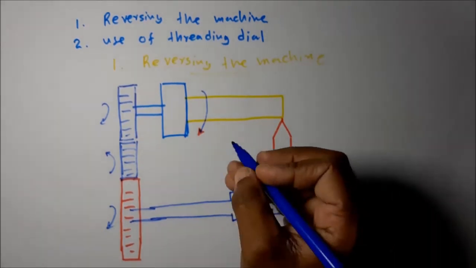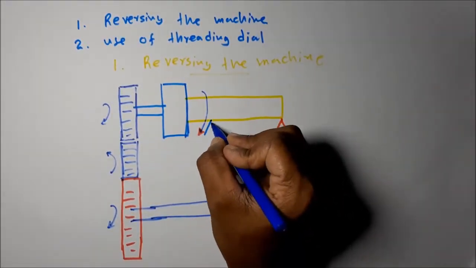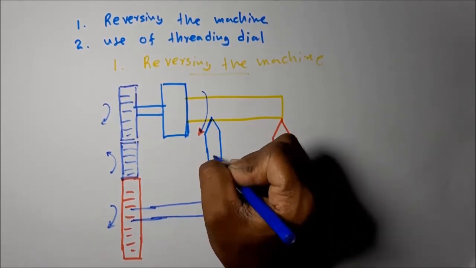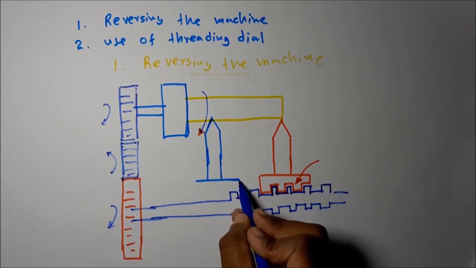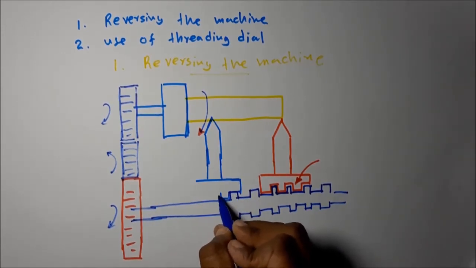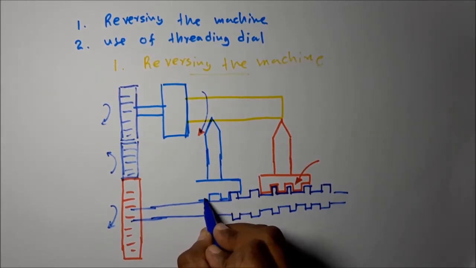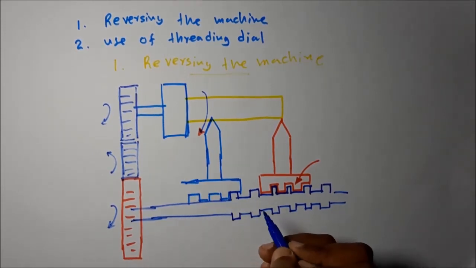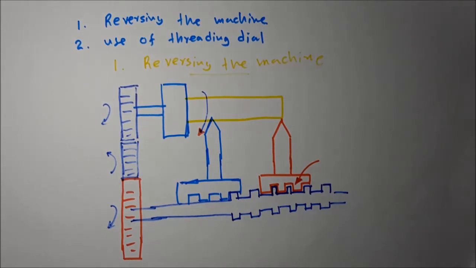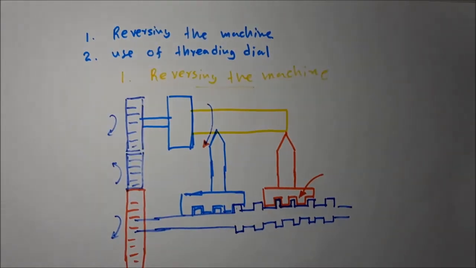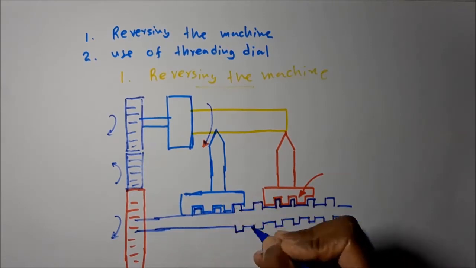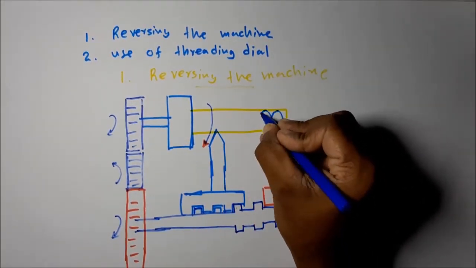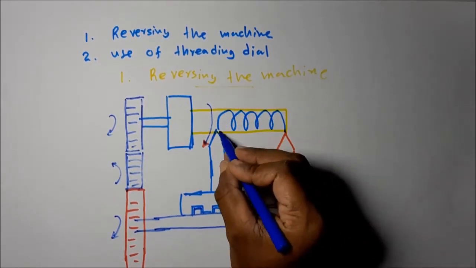So what happens in this process: after doing the first cut, it comes to this kind of position. It remains engaged; it is not going to disengage. Here it remains engaged when it comes to the end position of the screw. Let's take this is the screw we want to generate. This is the start position and this is the end position.